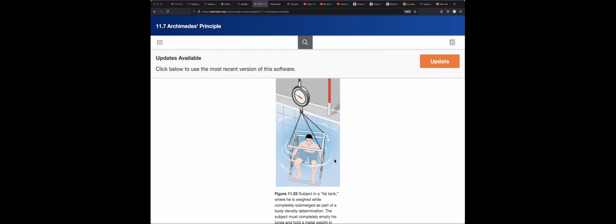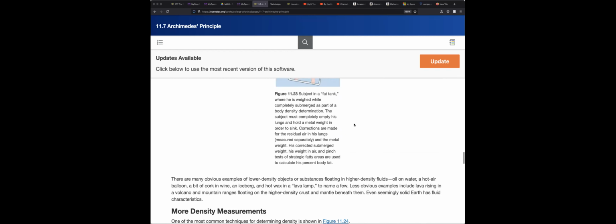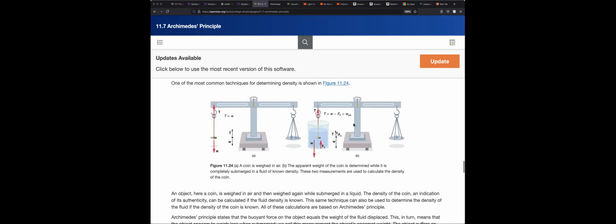They actually use this a lot in sports to essentially measure fat content in the body. So they will put an athlete in a chair and then weigh them. They'll weigh them outside of the water, they'll weigh them inside of the water, and calculate the percentage of their body fat and so on and so forth. But this is actually how Archimedes determined whether or not the crown of the king of Syracuse was actually gold or not.